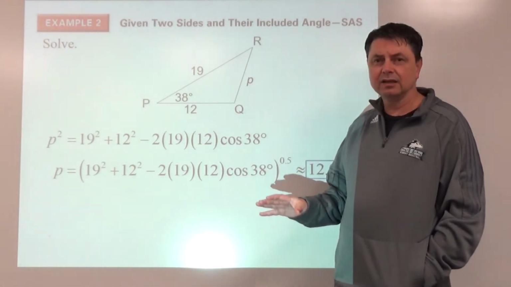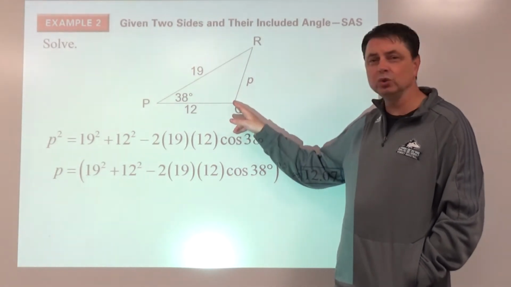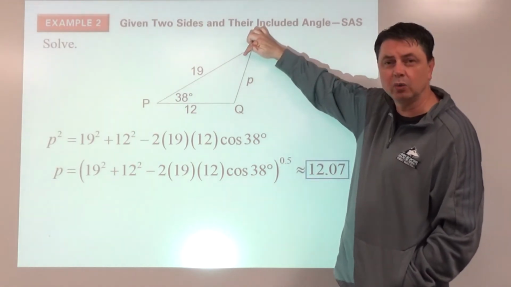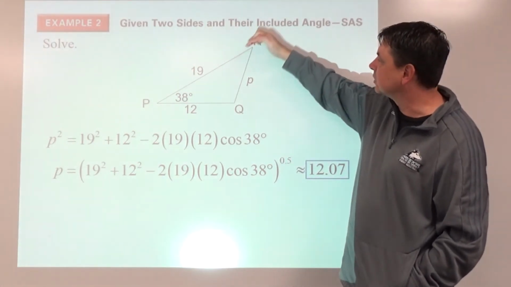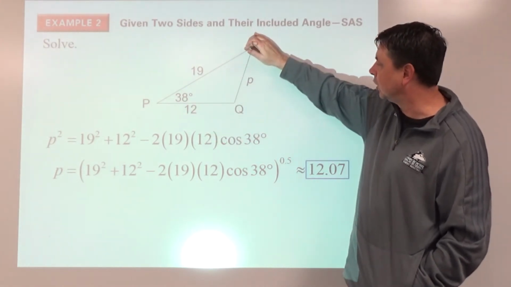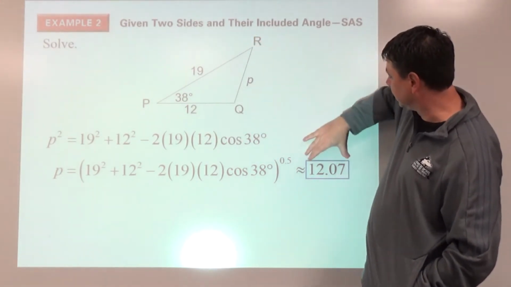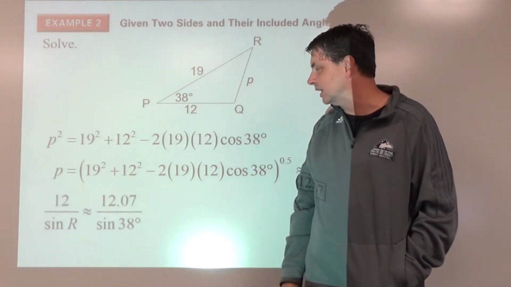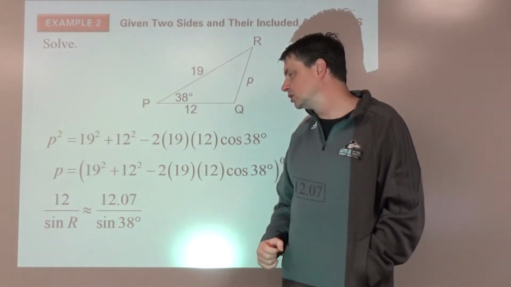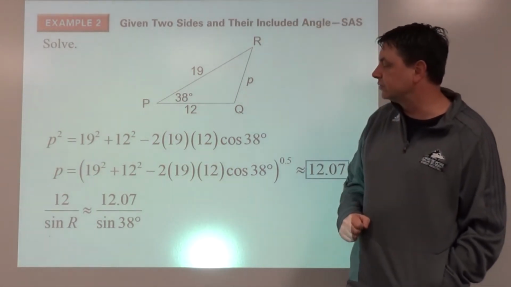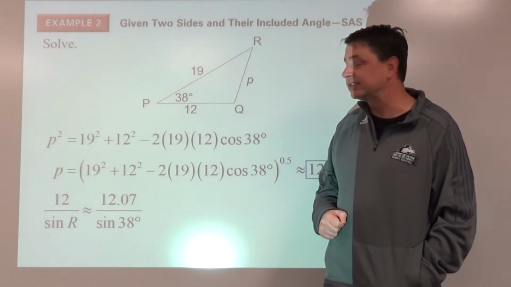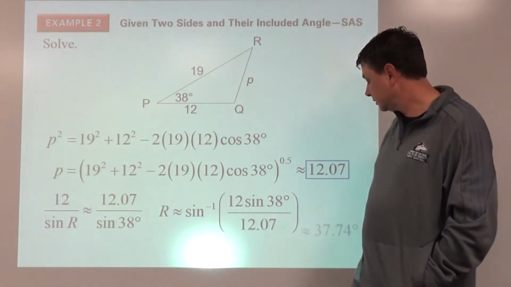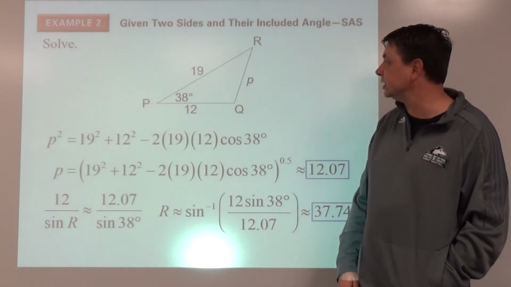Once again, I wouldn't go after Q. It might be obtuse, and law of sines can't find that. So I'm going to go after the small one, R, see if I can do that one. So by law of sines, 12 over the sine of R is going to approximately equal, because since we've already rounded, 12.07 divided by the sine of 38 degrees. Again, we cross multiply. Sine of R is going to be 12 sine 38 degrees divided by 12.07. Inverse sine on both sides. We're going to get about 37.74 degrees.